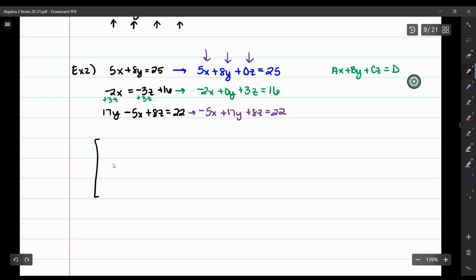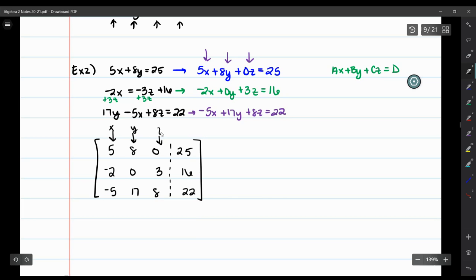This is what you should end up with. You should have 5, 8, 0, and then 25 on the right side of that dashed line. Negative 2, 0, 3, 16. Negative 5, 17, 8, and 22. All of your x's are in this column, all of your y's are in the second column, and all of your z's are in the third.